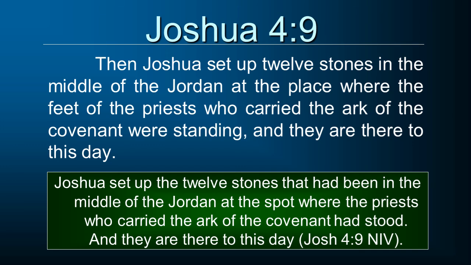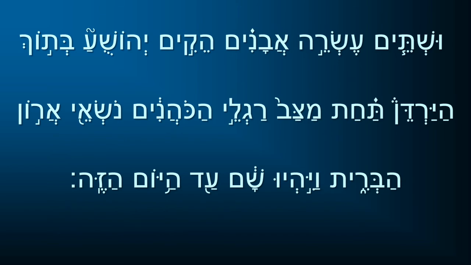We're going to look at the Hebrew in just a moment. Joshua set up the 12 stones, but notice instead of "in the middle of the Jordan," they render it "that had been in the middle of the Jordan." Now they're inserting an idea there. The question is, is that idea there, or is it a correct change or not? At the spot where the priests who carried the Ark of the Covenant had stood, and they are there to this day, are the stones in the middle of the Jordan, or are they off to the side? Where are the stones? Here is the Hebrew.